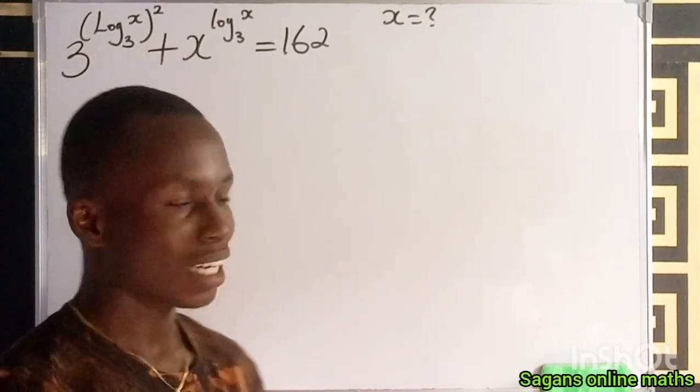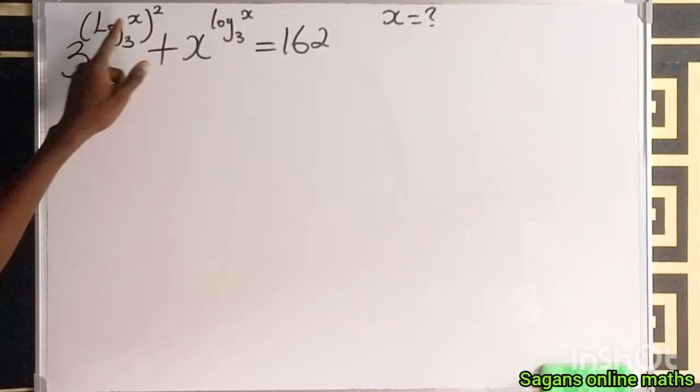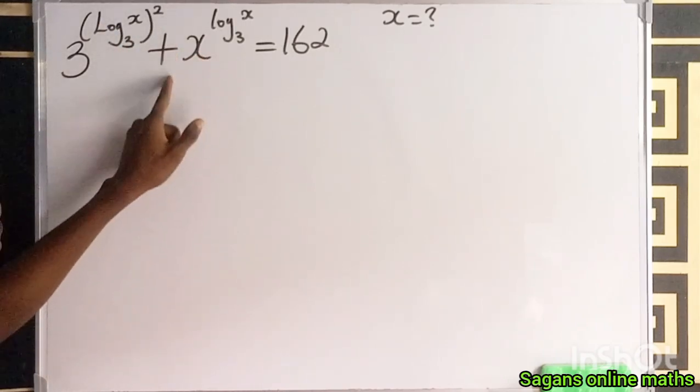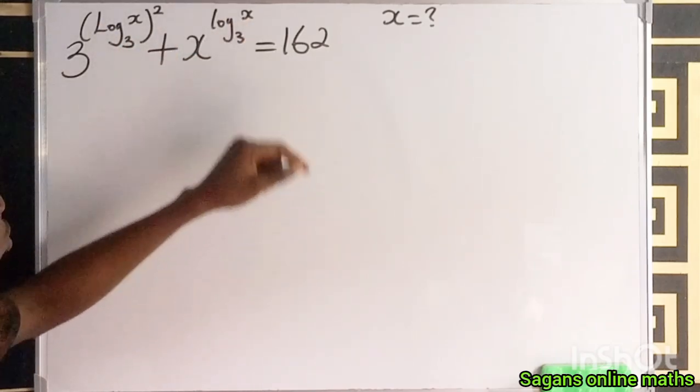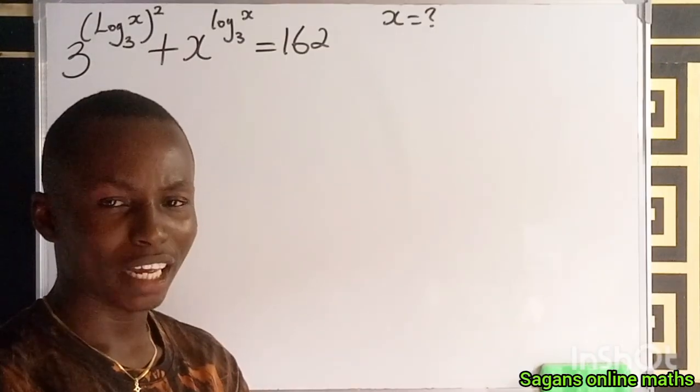Let's solve this question together. Now look at what you are given. We are given that 3 to the power of (log x base 3)^2 plus x to the power of log x base 3 is equal to 162. We are asked to find the value of x.